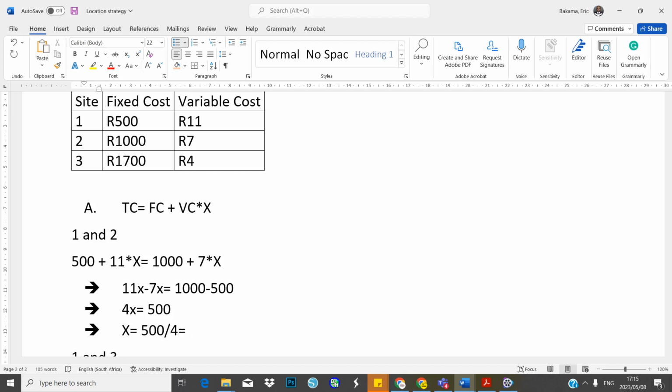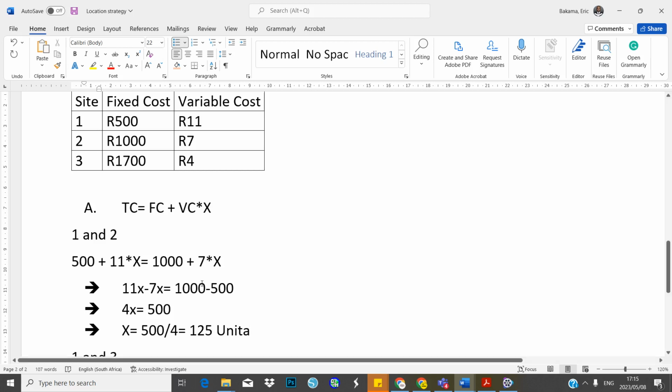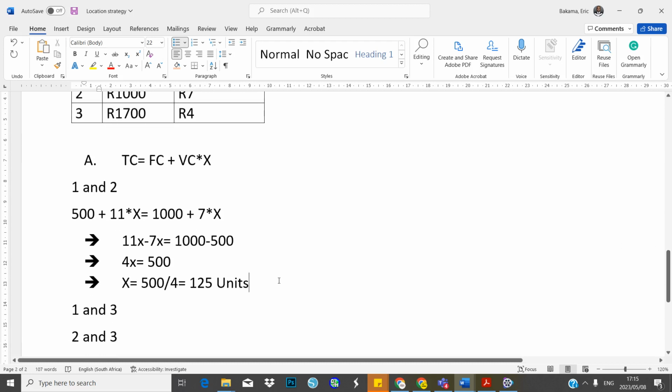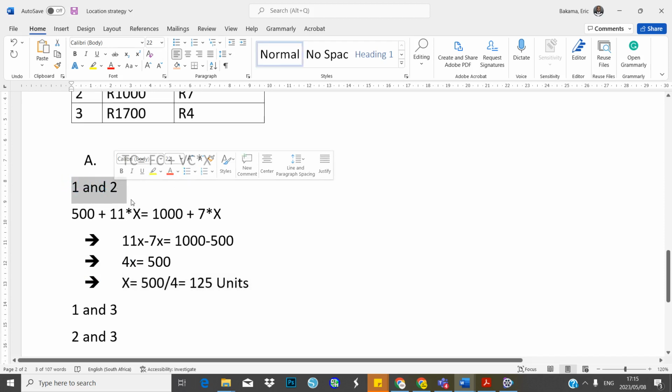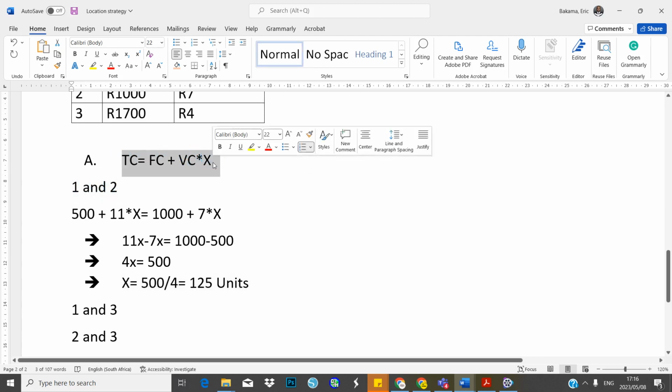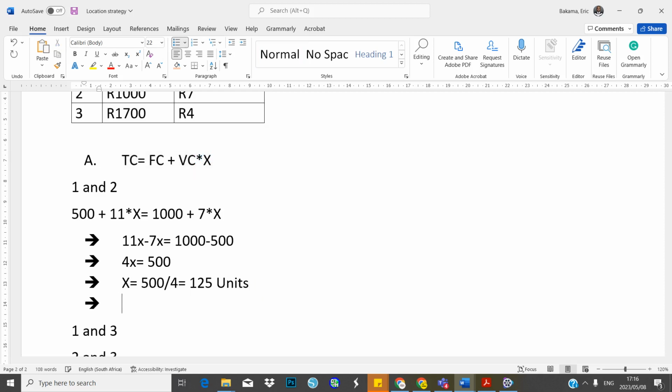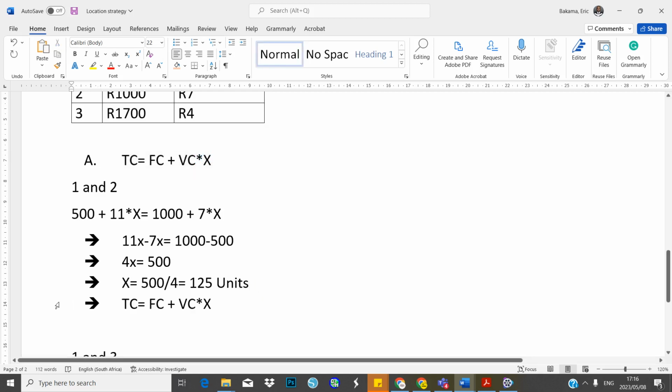And in this case here, it means that my value will give me 125 units. So this means that as a company, as long as I produce 125 units, whether I'm on location 1 or location 2, I'm still going to spend the same money. It is the total cost. Actually, you can still take this and compare your values just to confirm, but it still gives you the same value.